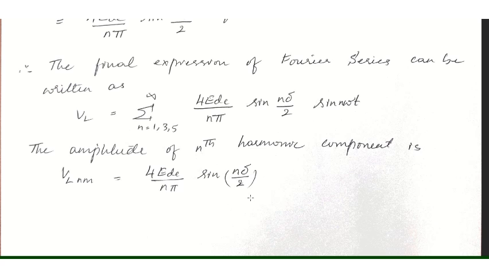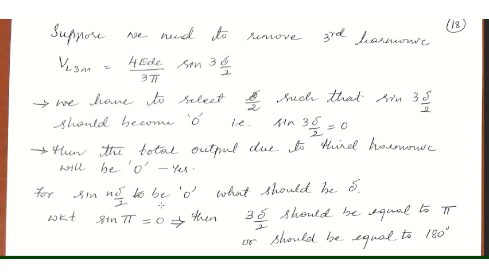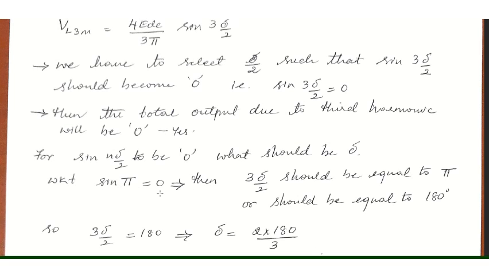Does that make sense? So, for sine(n delta by 2) to be 0, now we want to know what should be the delta to remove the third harmonic.